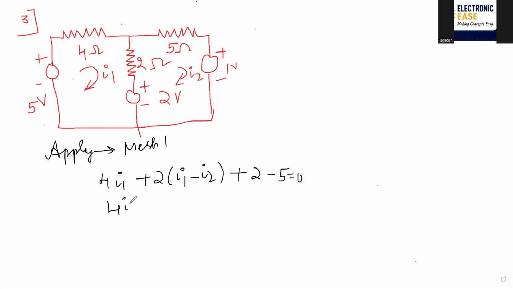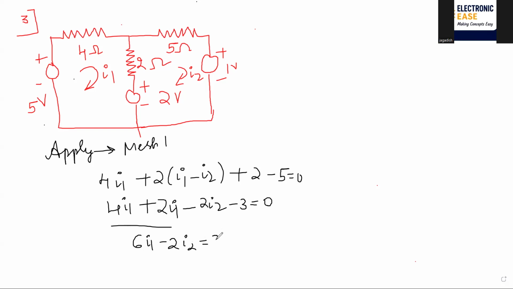Have you got confidence in solving the mesh? Any doubts? No, sir. So 4I1 plus 2I1 minus 2I2 is equal to plus 3. Plus 3, how does it become plus 3? Plus 2 minus 5, so it is minus 3. No, sir, I'm telling after moving, it is equal to plus 3. Okay. So this is 6I1 minus 2I2 equal to 3.